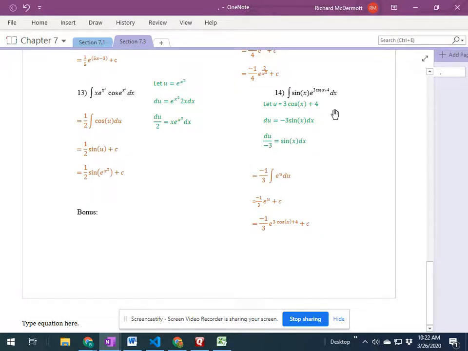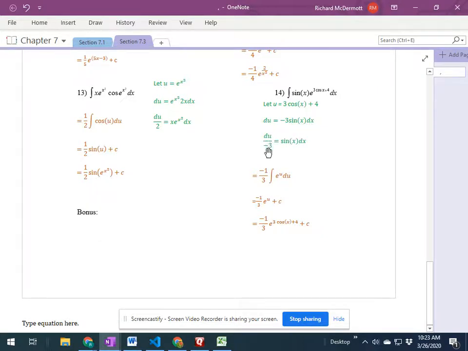Okay. And lastly, number 14, we're looking at what we can let u equal. We're not going to let u equal the argument to the trig function. We never let u equal x. We are going to let u equal the exponent on e, this 3 cosine of x plus 4. So let u equal 3 cosine of x plus 4. So the derivative du is equal to, let's see, the derivative of cosine is negative sine. So we've got negative 3 sine of x dx.